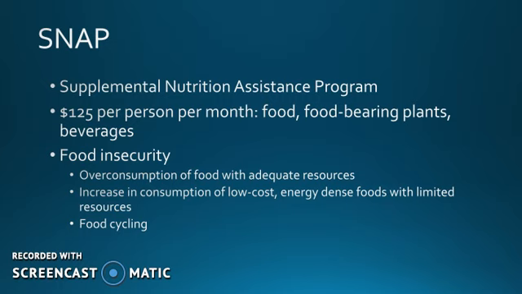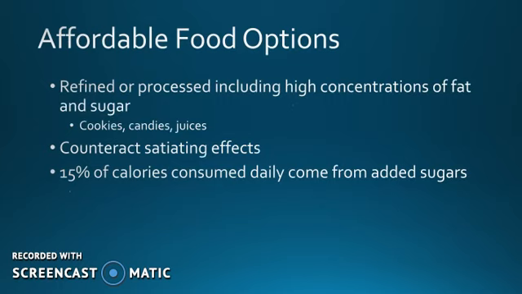Families who do not plan or budget properly may experience food cycling throughout the month, consuming excess foods in times of adequate resources and an increase of low-cost and energy-dense foods with limited resources. In the U.S., foods that are perceived as affordable tend to be those that are refined, processed, or include high concentrations of fat and sugar, which pose a risk for obesity.